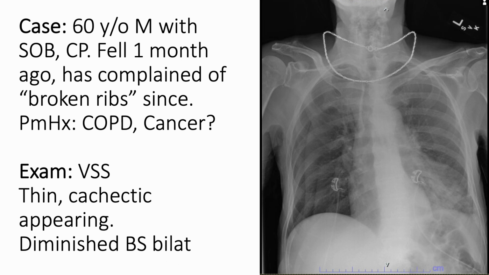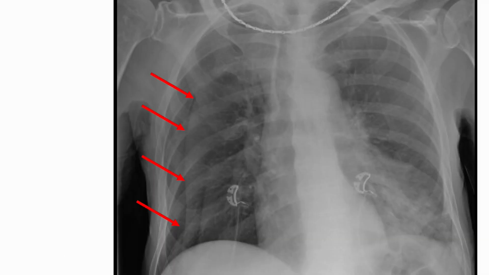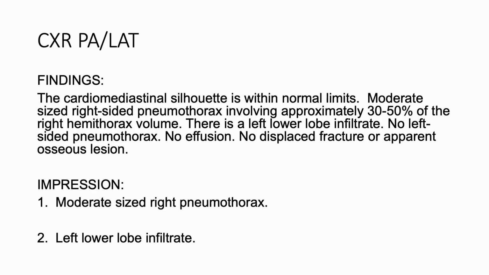And this is what his initial chest x-ray looked like. If you can see on this view, this is just the one view obviously, but there's obviously a difference in the right to left chest. He's got a left lower lobe infiltrate behind the heart. And on the right, there's a fairly clear pneumothorax. This is it zoomed up. He has a very clear line here indicating what the radiologist calls a moderate-sized right pneumothorax and a left lobe infiltrate. They say 30 to 50% of the right hemithorax volume.